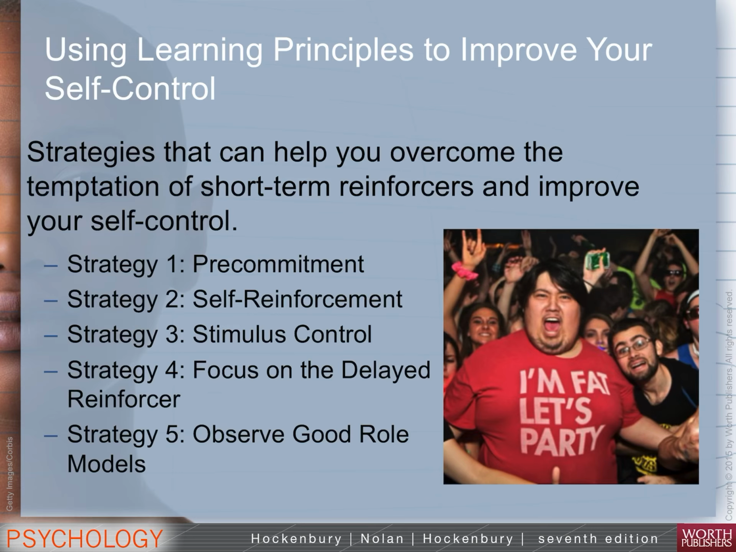And if you are able to delay gratification and delay some of those immediate reinforcers that might not be good for you, that actually can really help your self-control and allow you to get to your end goal. So number one, strategy one is pre-commitment.